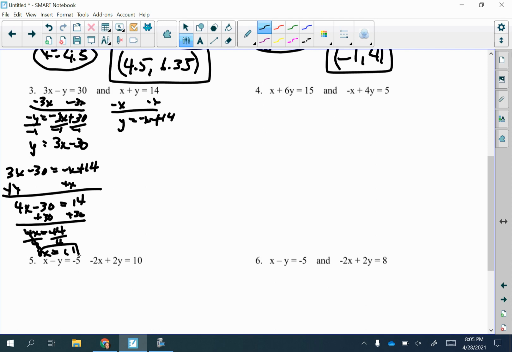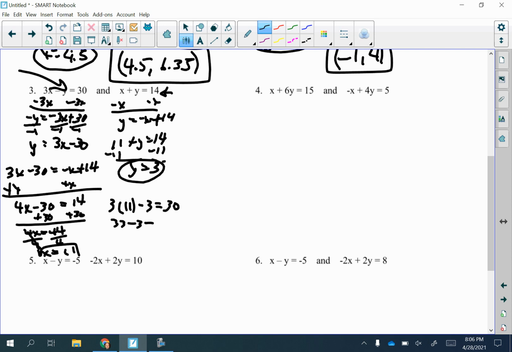So take one of the equations. I'm going to use this one because it seems to be easier. I'm going to plug in 11 for x in x plus y equals 14. And when I subtract 11, I get y equals 3. So now I found, hopefully, the second half of the intersection point. Now I'm going to go over to this equation here and plug both of them in, and hopefully it checks. So 3 times 11 minus y, which is 3, equals 30. Well, 3 times 11 is 33, and 33 minus 3 is 30. It checks. So our solution: x is 11, y is 3.